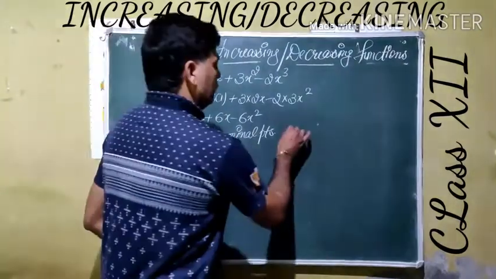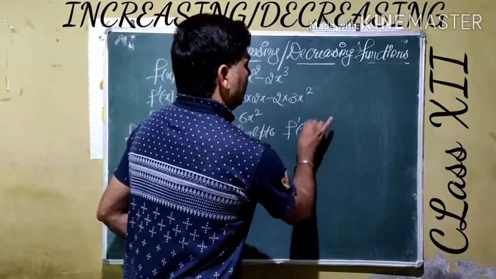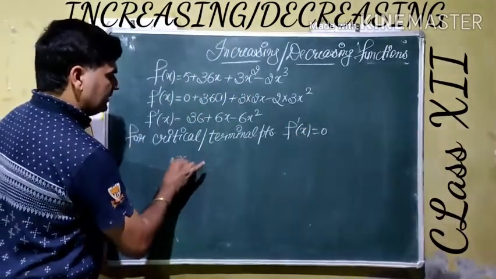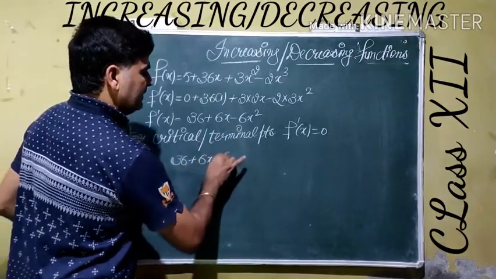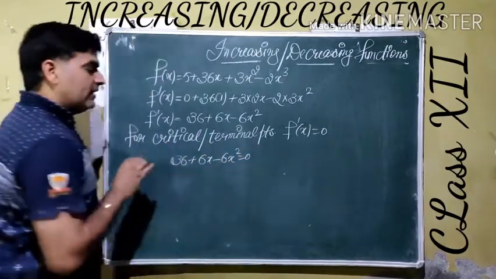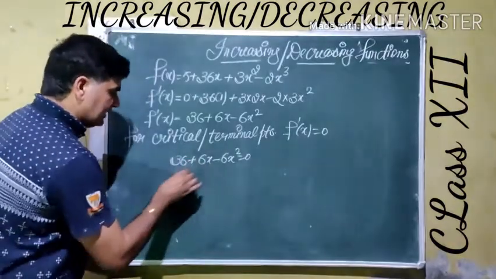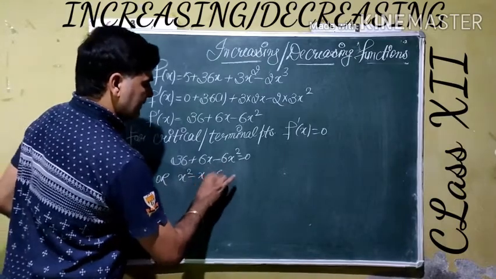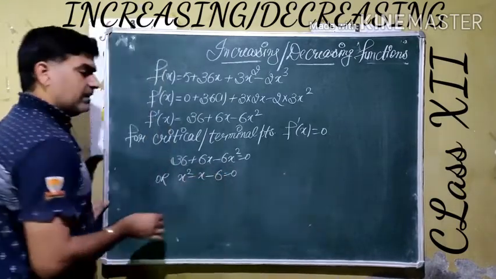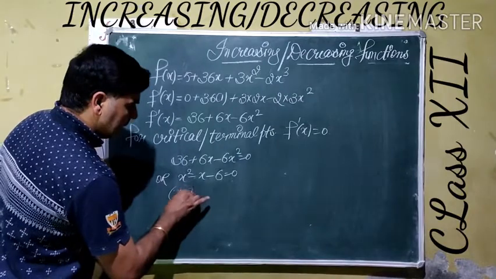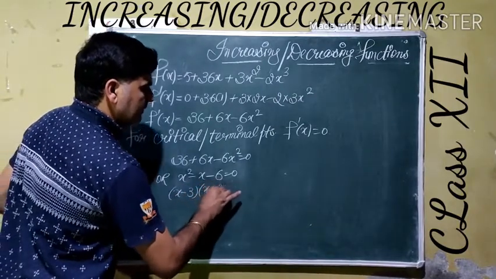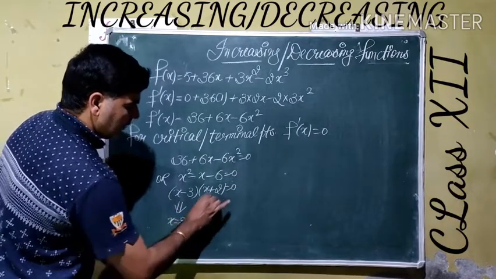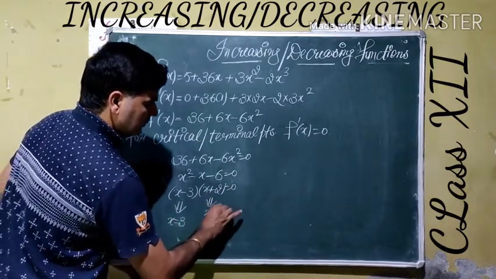How can we find them? To find this, we take the first derivative equal to 0. It becomes 36 plus 6x minus 6x square equal to 0. If we cancel out 6 with the minus symbol, we get x square minus x minus 6. Now by the middle term splitting method, we get the factors minus 3 and plus 2. From here the value of x comes out 3, and from the other factor the value of x comes out minus 2.